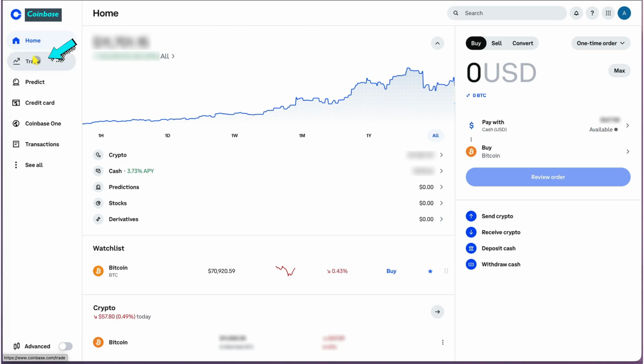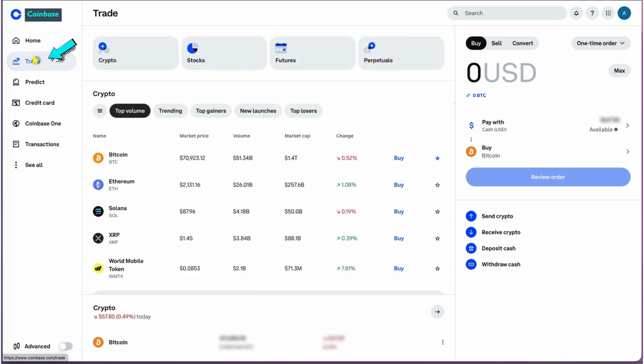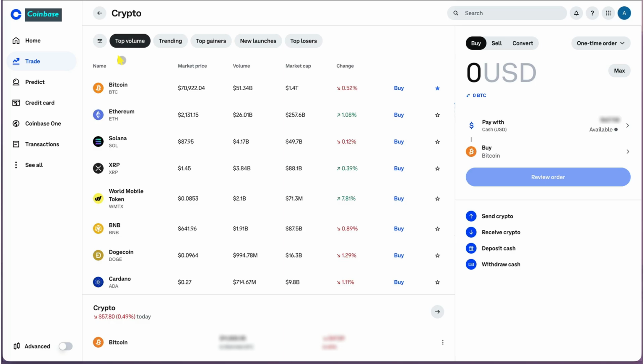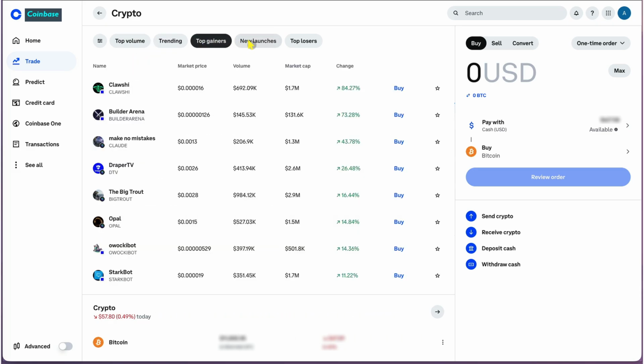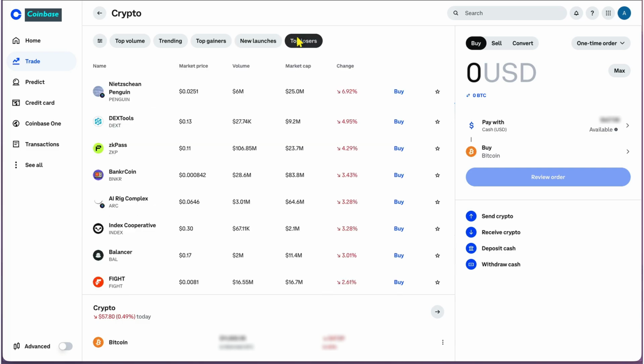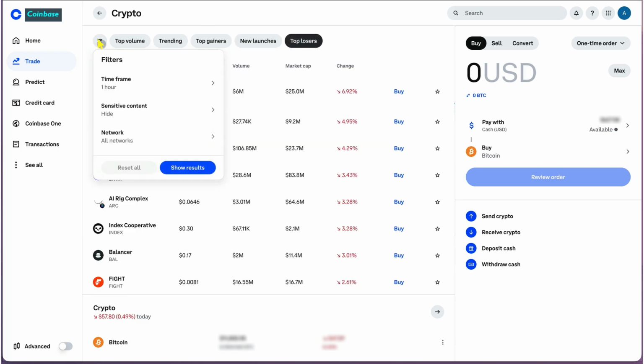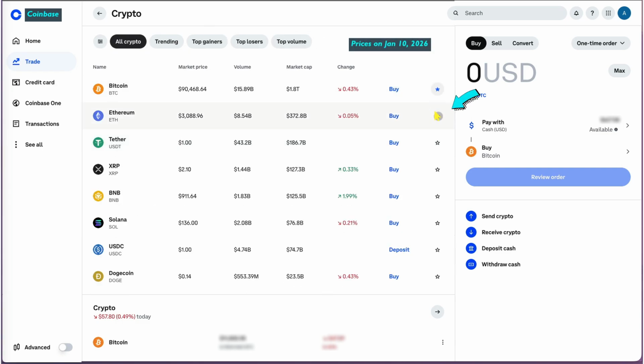On the left side, under Home, you can select Trade to see all crypto available to buy or sell. Select Browse or Crypto at the top to view the full list. You can then use the filters at the top to sort by trending cryptocurrencies, top gainers, top losers, or highest trading volume. Select the star on the right of each cryptocurrency to mark favorites so they appear on your home screen.